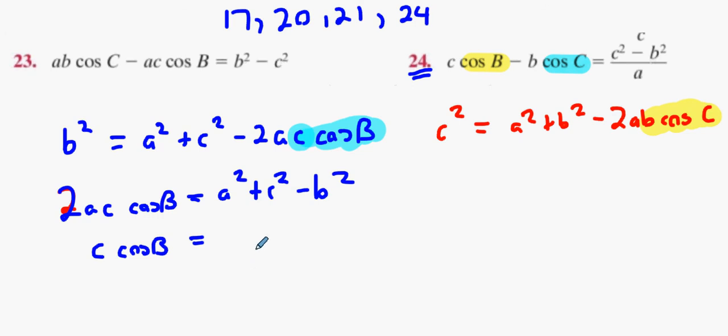Now, what are we doing next? Over 2A. Is that correct? 2A? Yeah, why not 2A? Now, C cos B.